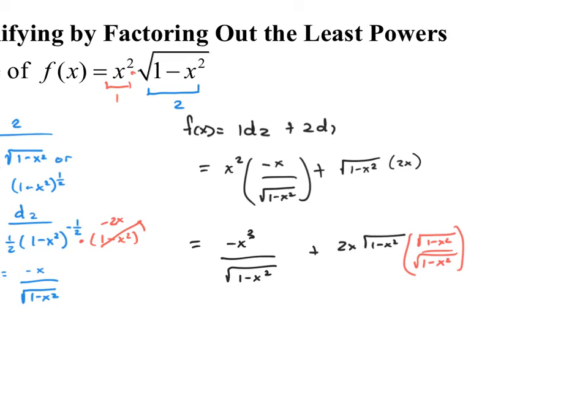And I want you to notice what would happen. So here we would have negative x cubed over the square root of 1 minus x squared. We would have plus 2x, and then when I multiply the square root of 1 minus x squared times the square root of 1 minus x squared, I would get simply 1 minus x squared, because the square root and the square cancel, right? And this is over the square root of 1 minus x squared.